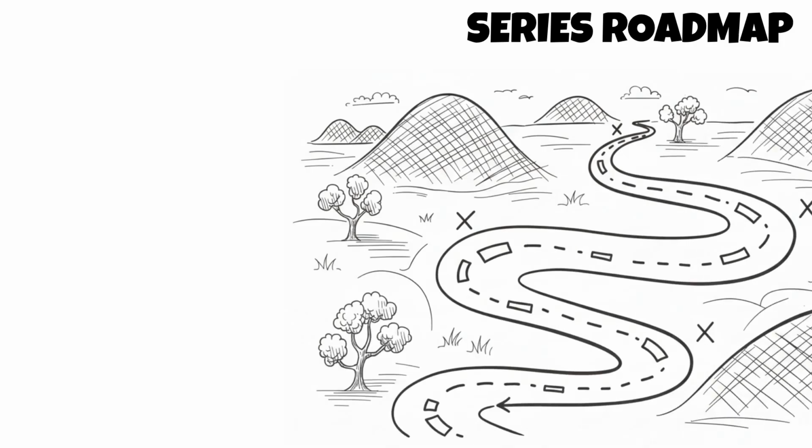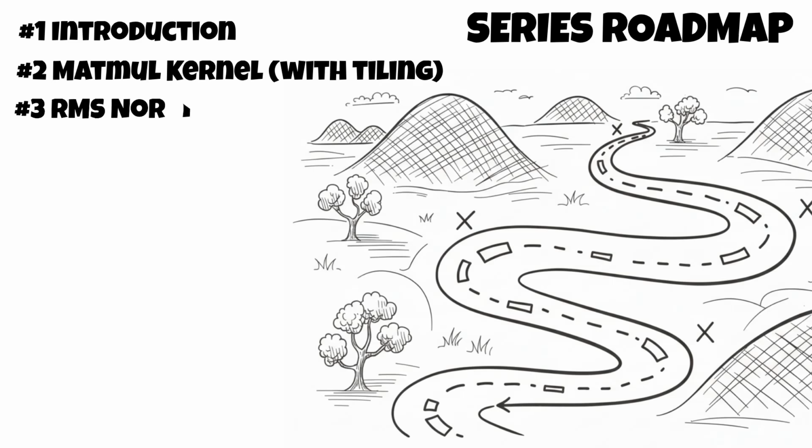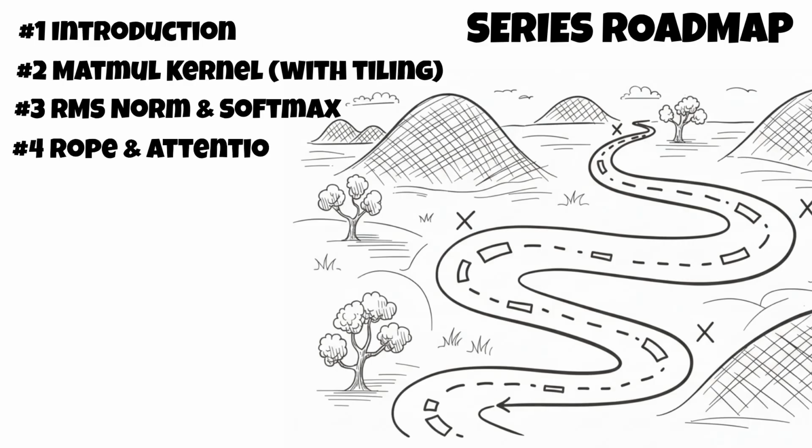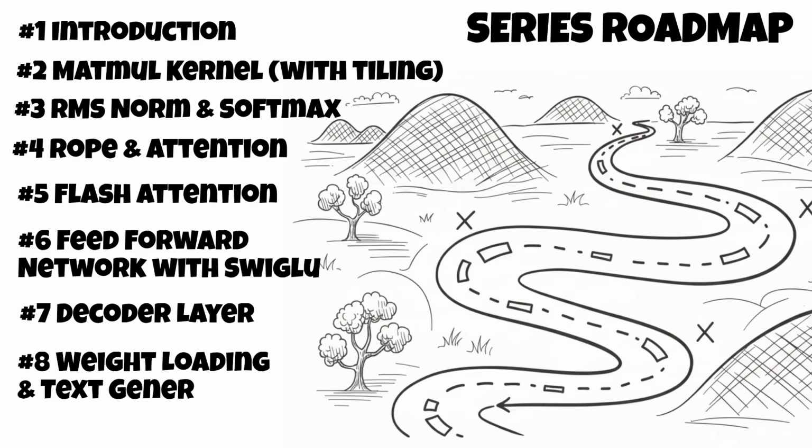So what am I planning for this series? I want to start with the basic kernels: matrix multiplication, RMSNorm and softmax. Let's get the fundamentals right. Then we'll dive into the attention mechanism, RoPE, scaled dot-product attention, and I really want to try implementing flash attention. Next, we'll tackle the feed-forward network with SwiGLU activation. And finally, we'll put it all together and try to generate some text. Maybe it will work perfectly, maybe we'll hit some bugs, we'll see. Sounds good? I think together we'll learn a lot.